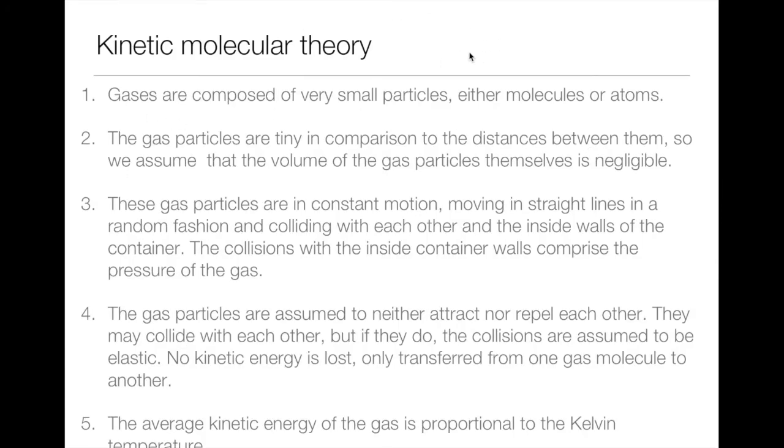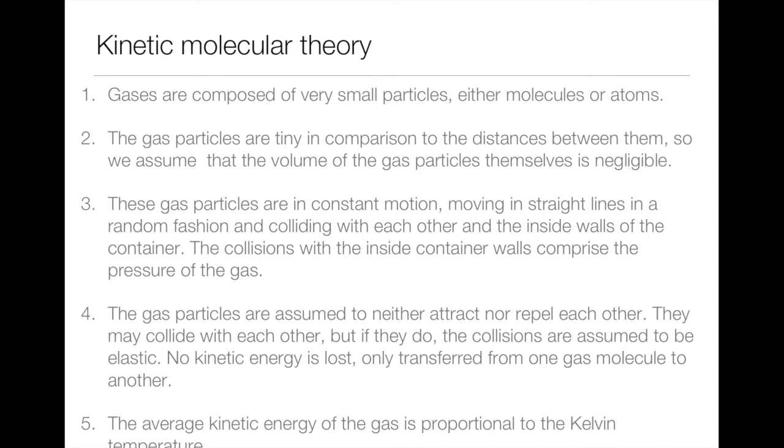And what does the kinetic molecular theory tell us? First of all, the kinetic molecular theory, or KMT, as I will be referring to it from now on, attempts to represent the properties of gases by modeling the gas particles themselves at the microscopic level. There are 5 main postulates of the kinetic molecular theory. First of all, gases are composed of very small particles, either molecules or atoms. Okay, that's understandable. The gas particles are tiny in comparison to the distance between them, so we assume that the volume of the gas particles themselves is negligible.